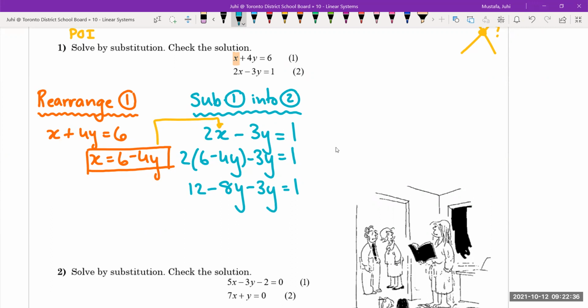So I'm basically moving all the numbers to one side, keeping all the y's on one side, and then solving. So -8 minus 3 is going to be -11y. And then this is going to be 1 minus 12. And I end up with an answer of y is equal to 1.